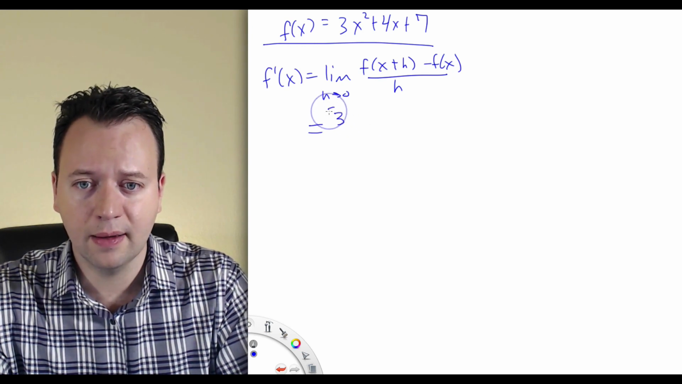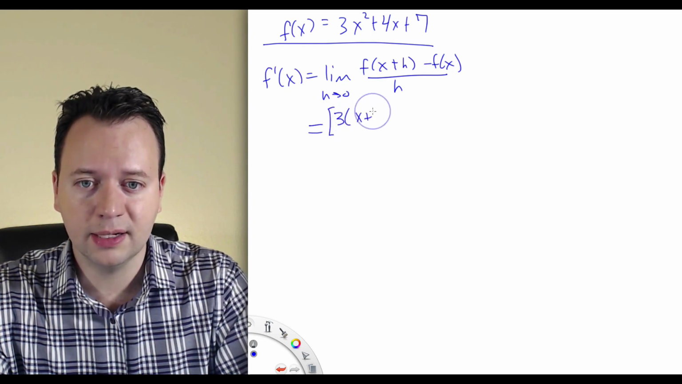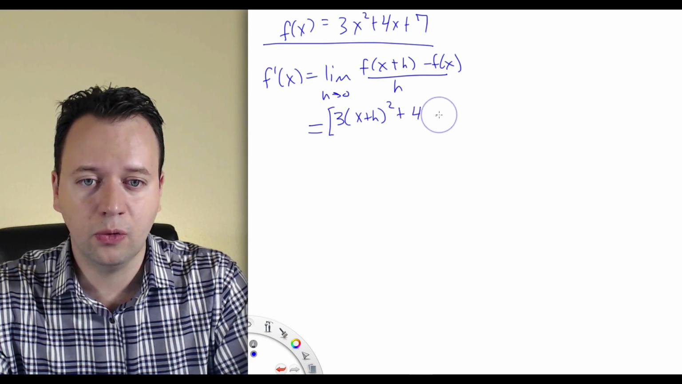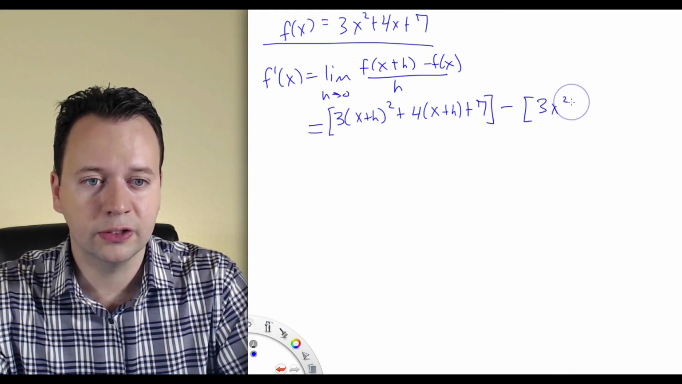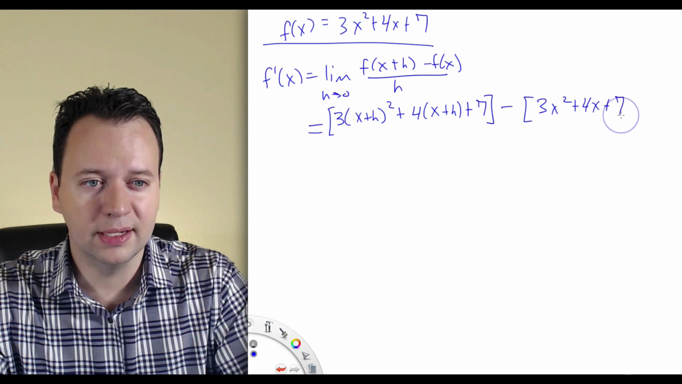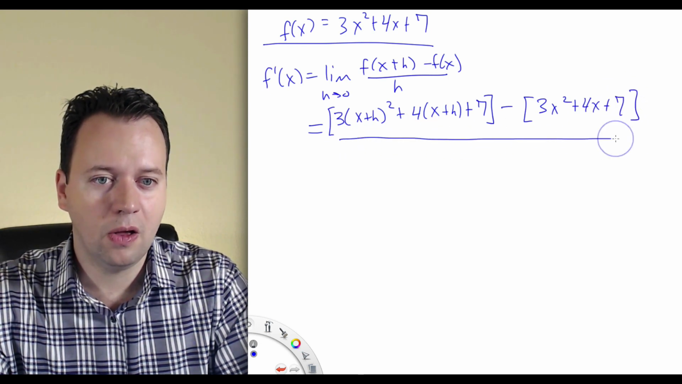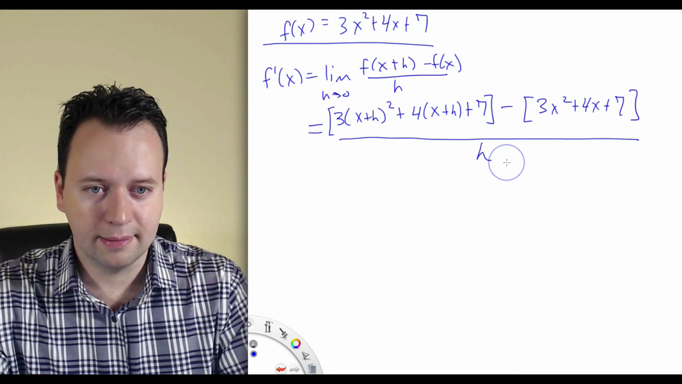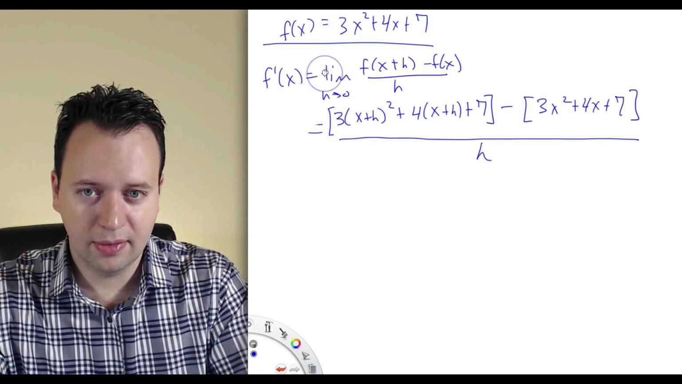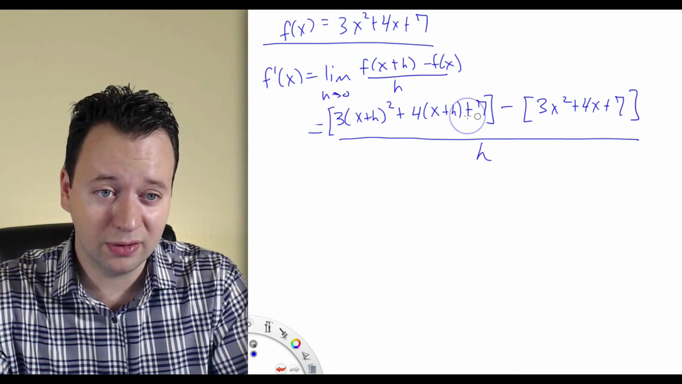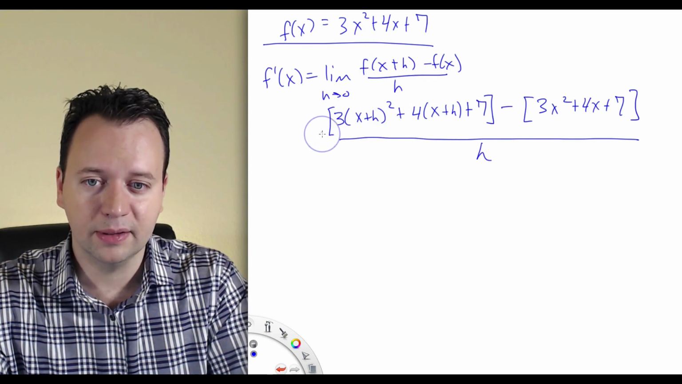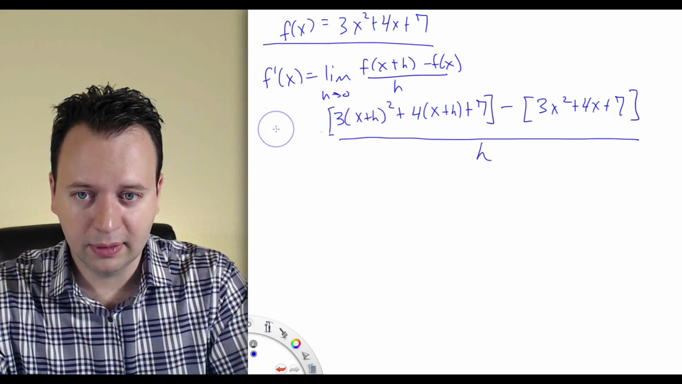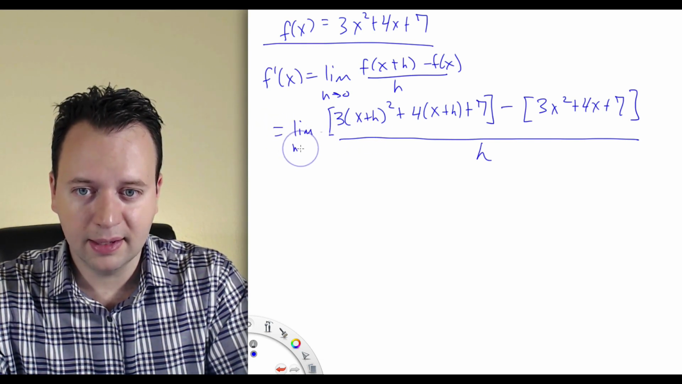So it's 3, and then we have x plus h squared plus 4 times x plus h plus 7, and then minus f of x. So 3x squared plus 4x plus 7. And then all divided by h. And this is not an equality because this depends on h, where this guy doesn't. I forgot to write the limit. So let me get rid of that equal sign, move a little bit to the left, and say the limit as h goes to 0.